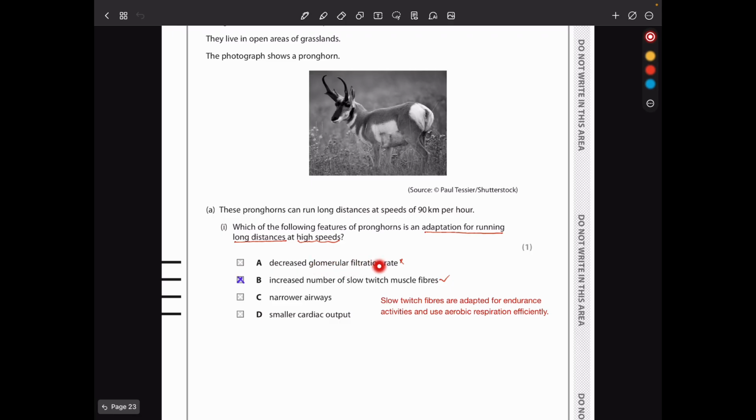They say decreased glomerular filtration rate. No way. Increased number of slow-twitch muscle fibers. That's correct. It gives them endurance. Narrow airways. No. And small cardiac output. No. The answer should be B. This enables them to have endurance.